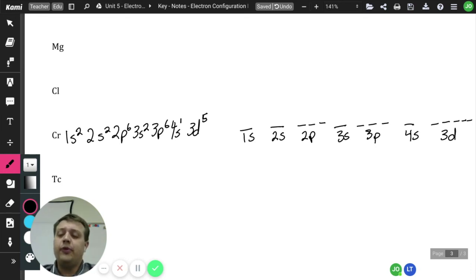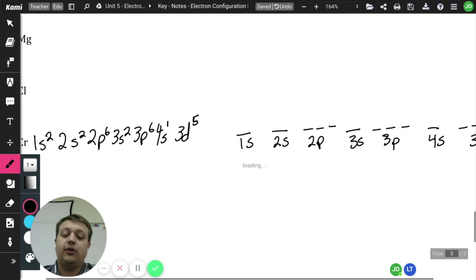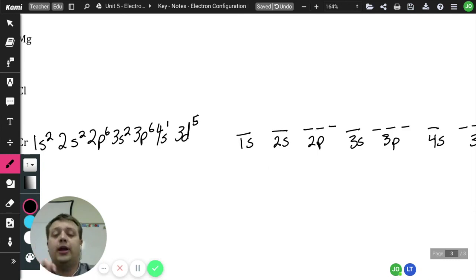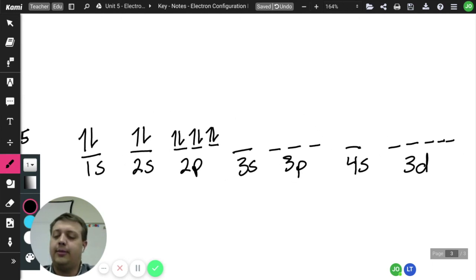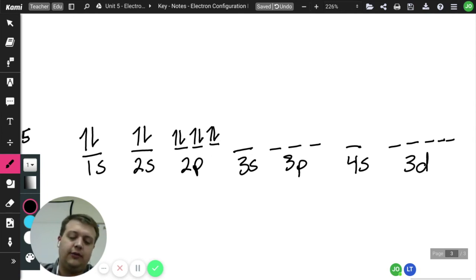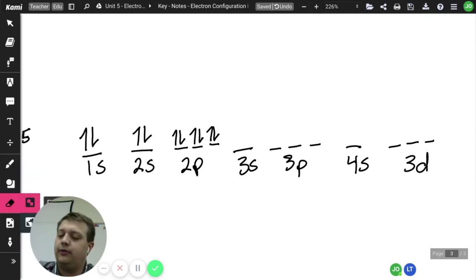Now, let's take a look at this. 1s, we had 2 electrons, so one electron spins up, one electron spins down. 2s, 2 electrons, one spins up, one spins down. 2p had 6 electrons, so we go up, up, up, down, down, down. I'm actually going to slide on over here just to make it a little easier for y'all to see while I am drawing this.